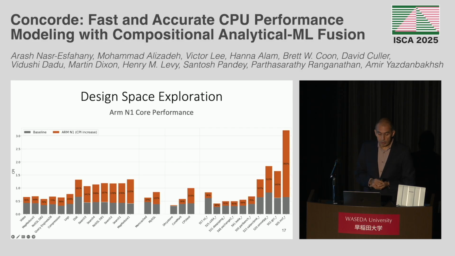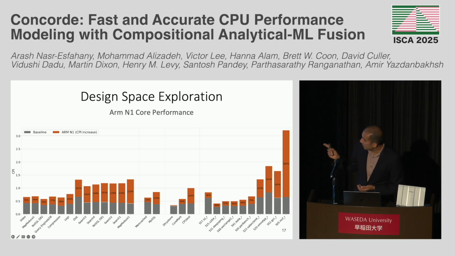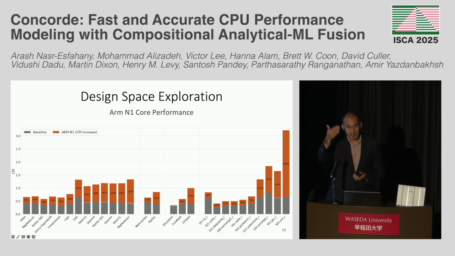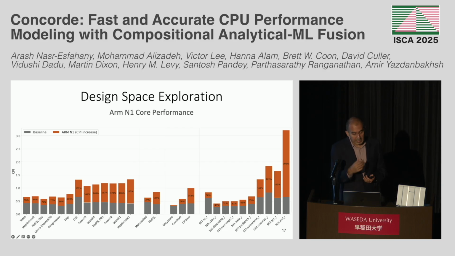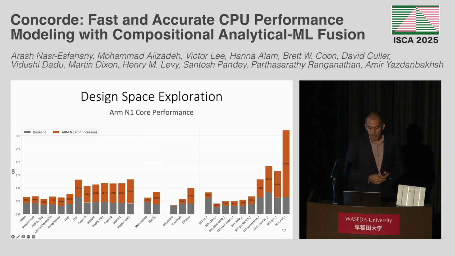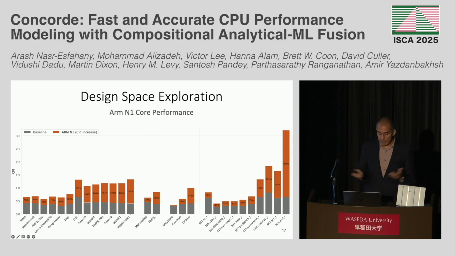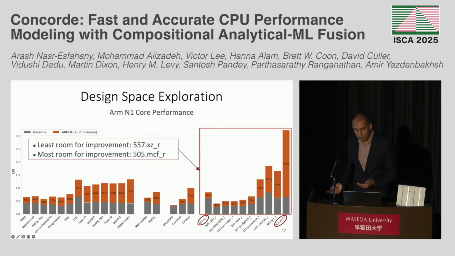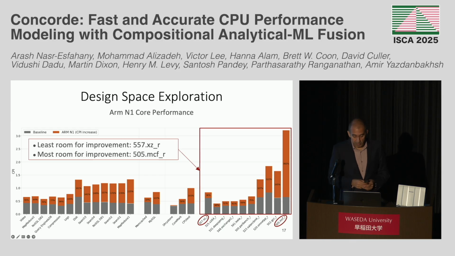This plot shows the CPI achieved by ARM N1 core, and the red bars here show the CPI increase relative to what the big core, the ideal core, provides. And the numbers on each bar indicate the percentage of increase. Programs are sorted here by this percentage increase. So for example, if you're using ARM N1 core, MCF sees the largest relative CPI increase among the SPEC benchmarks, while XZ has the smallest.